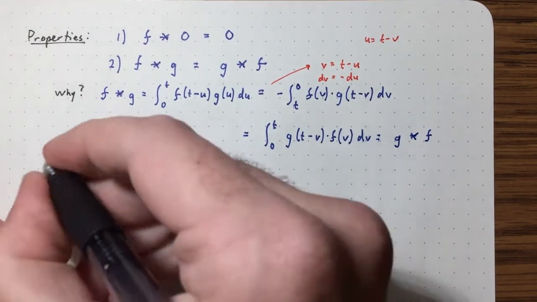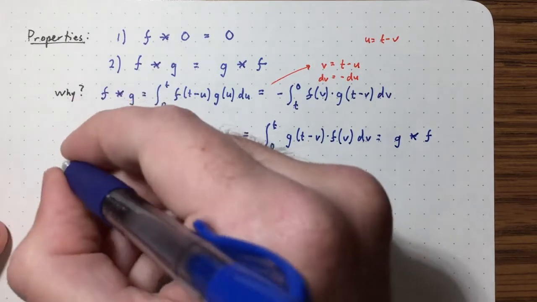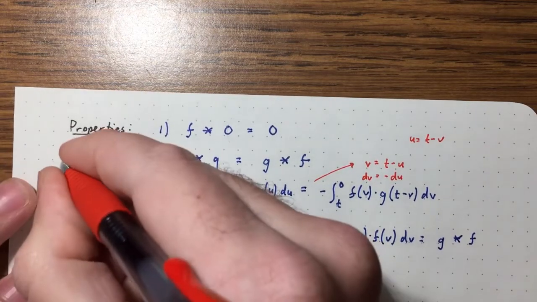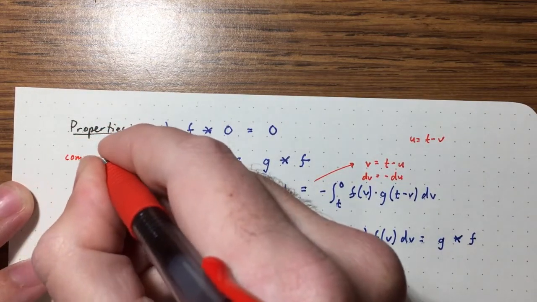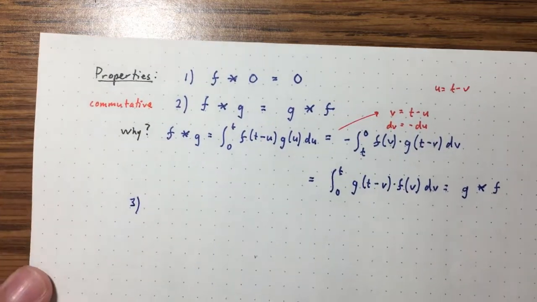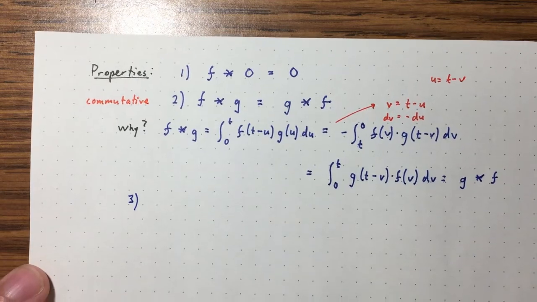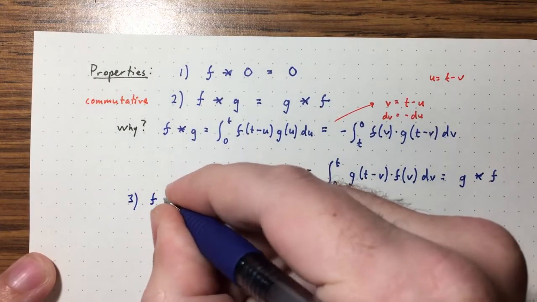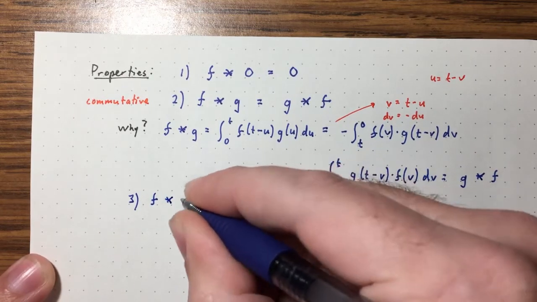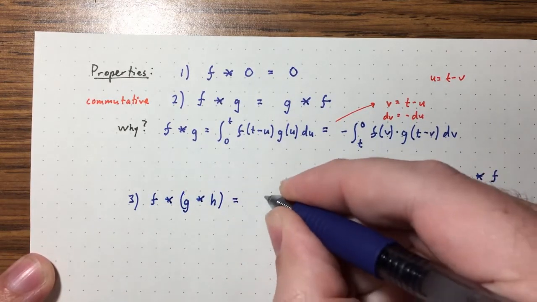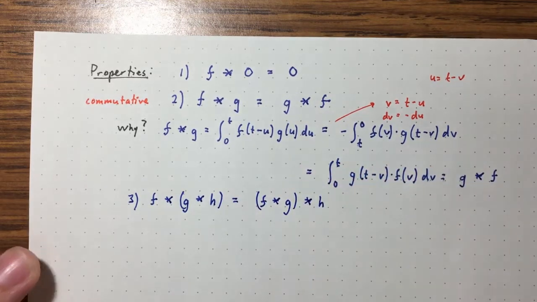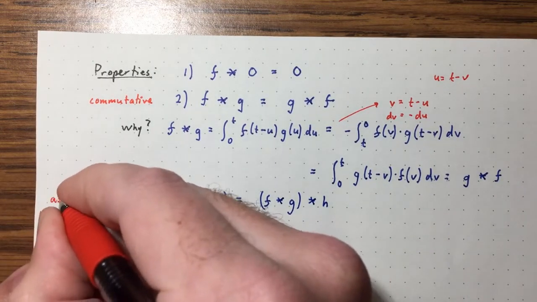Okay, third property, I won't prove this, but it turns out that property 2 is called a commutative property. F and G are commutative, so convolution is commutative. Doesn't matter what order you do it in. And property 3 is called an associative property, so it doesn't matter how you group things. So if I have f convolved with g convolved with h, that's the same as if I did f convolved with g first and then convolved it with h afterwards. That's called the associative property.